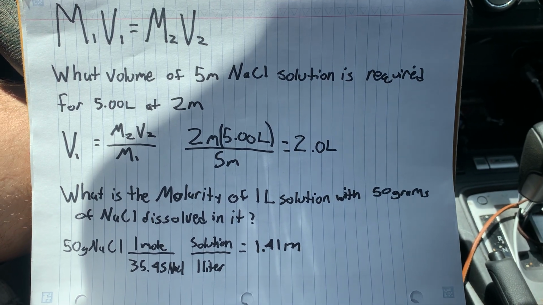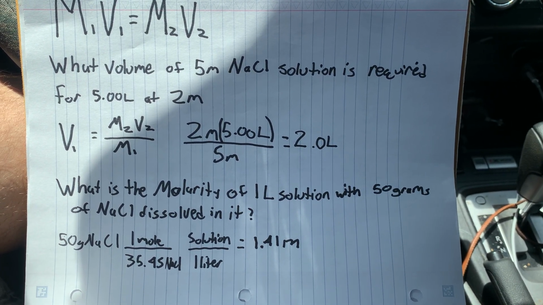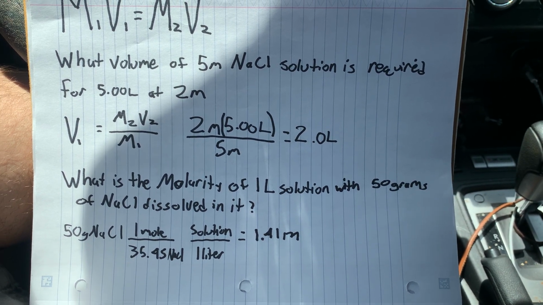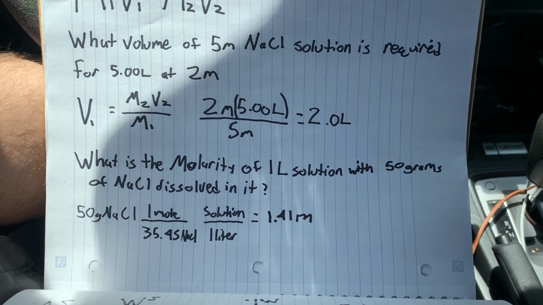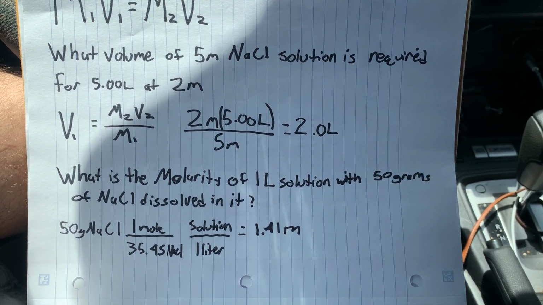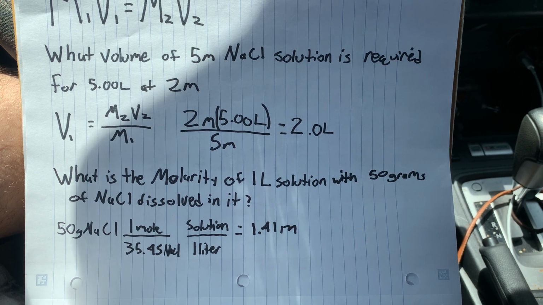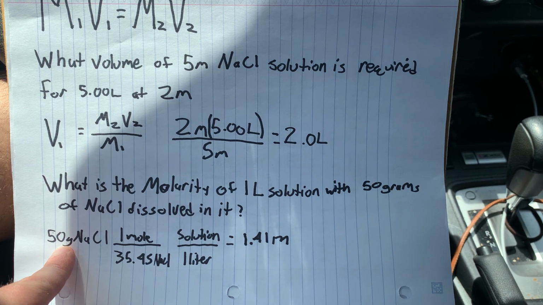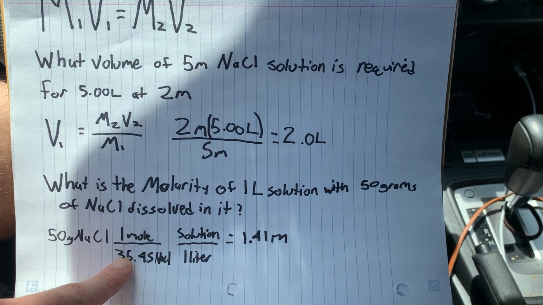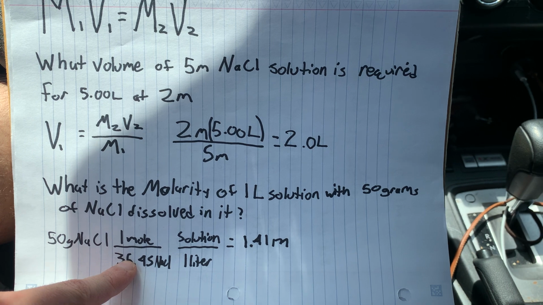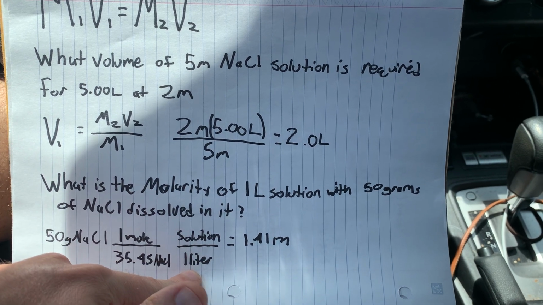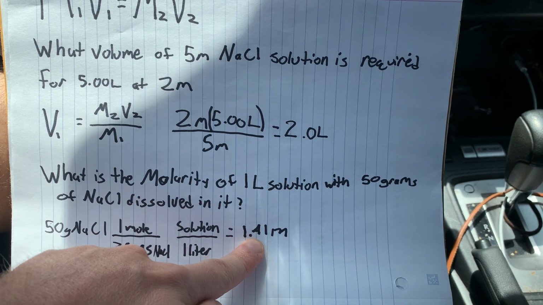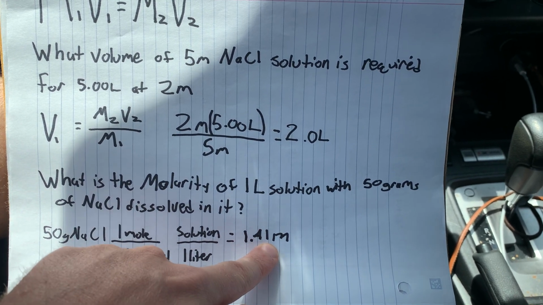What is the molarity of a 1 liter solution with 50 grams of NaCl dissolved in it? Now, with these ones, there needs to be a little bit of conversion. So generally what you need to find is the number of moles you have. And that's what I have set up in this first part. So I have the initial weight divided by the molar mass. That gives us the number of moles. And then you would divide it by the number of liters. In this case, it's just 1, so it tends to be kind of easy. And I end up with a 1.41 molar solution.